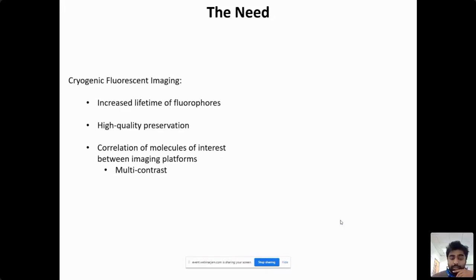And finally, for my platform, lots of native ultrastructural and compositional analysis requires cryogenic imaging, and including a fluorescence module is really important because, as we know, it gives a multi-contrast ability where we can study multiple molecules at the same time, and we can correlate between different imaging modules to bring more information about the biology that we want to learn and see.